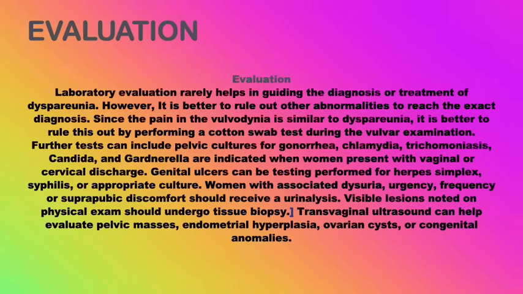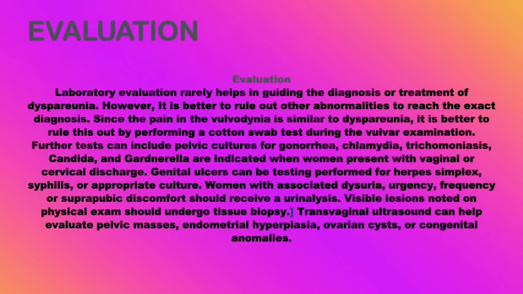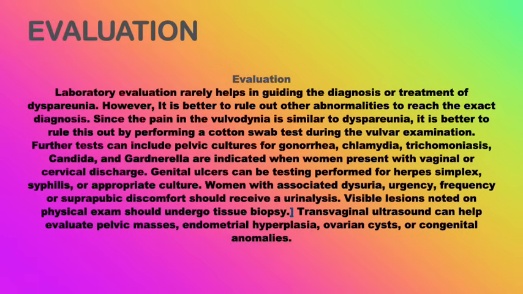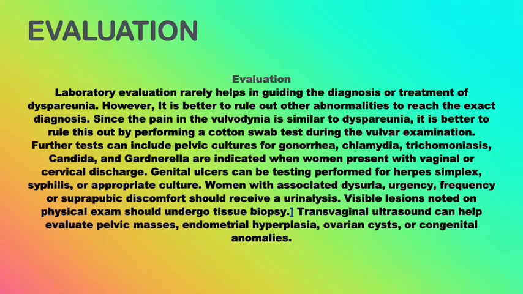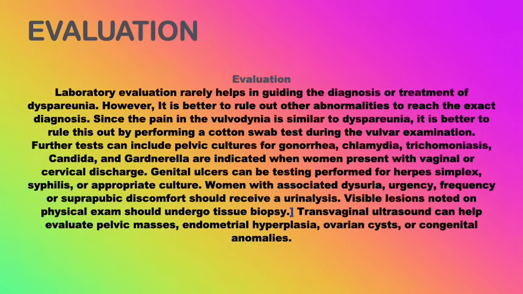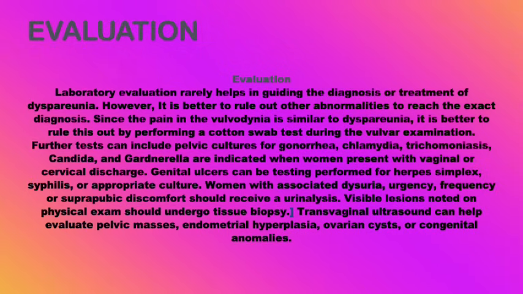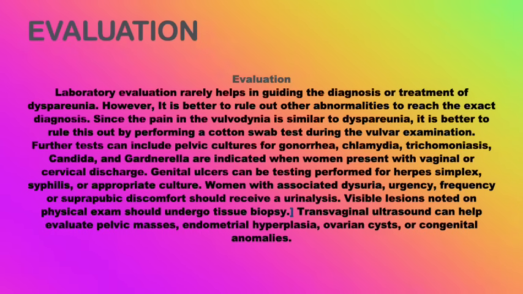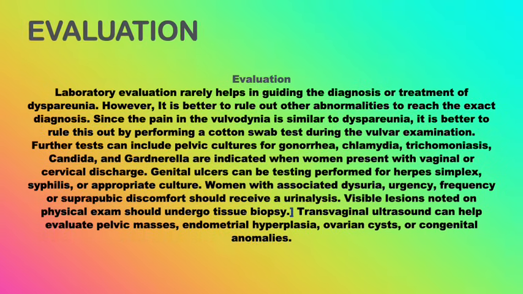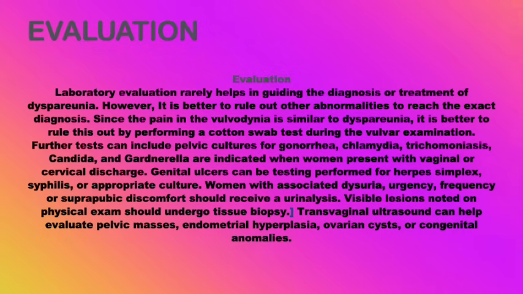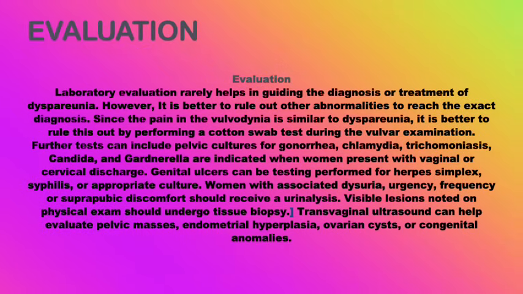Further tests can include pelvic culture for gonorrhea, chlamydia, trichomonas, candida, and Gardnerella, which are indicated when women present with vaginal or cervical discharge. Genital ulcer can be tested for herpes simplex, syphilis, or appropriate culture. Women with associated dyspareunia, urgency, frequency, suprapubic discomfort should receive a urine analysis. Visible lesions noted on physical examination should undergo tissue biopsy. Transvaginal ultrasound can help in evaluating pelvic mass, endometrial hyperplasia, ovarian cyst, congenital anomaly.